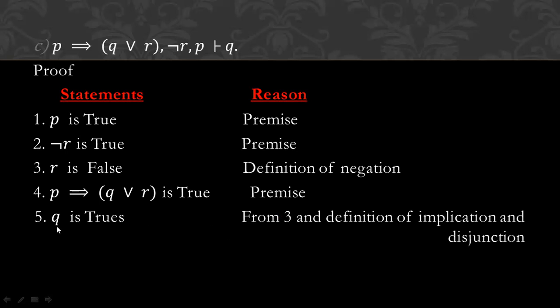But what is Q? Q is the conclusion of this argument. Therefore, this is the proof that the conclusion of this argument is true whenever all the premises are true at the same time, which is a sufficient condition for this argument to be valid. Therefore, it is valid.